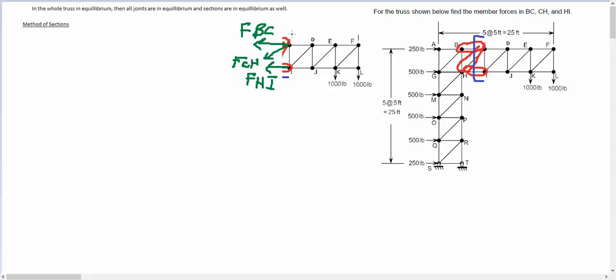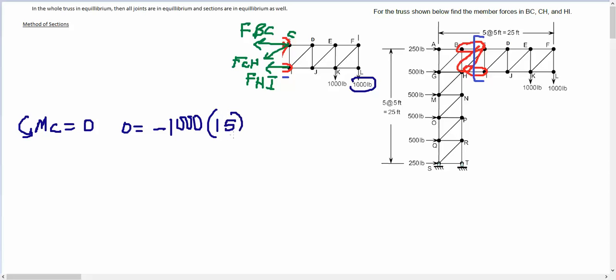So in order to solve for FHI, well, these two forces here are from the same point, and this is just a single one alone. We can do the sum of the moments about C equals to 0. So sum of the moments about C equals to 0. That means 0 is equal to negative 1,000 going down times 10 feet.